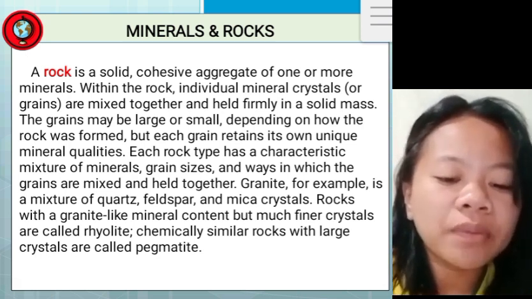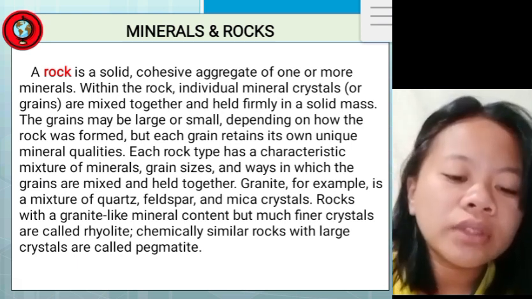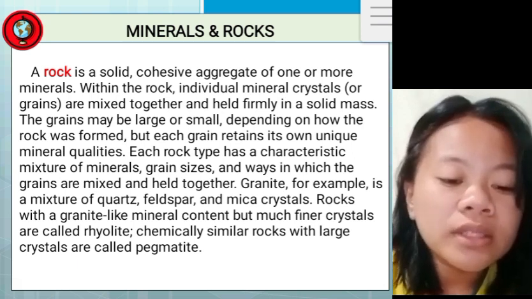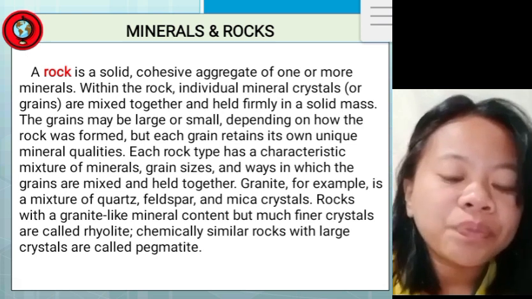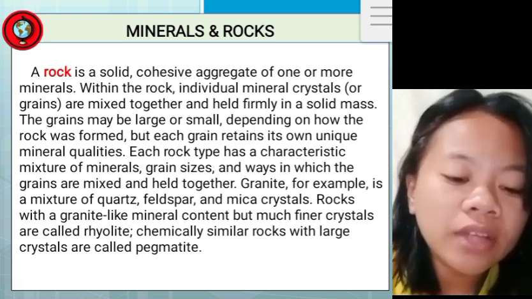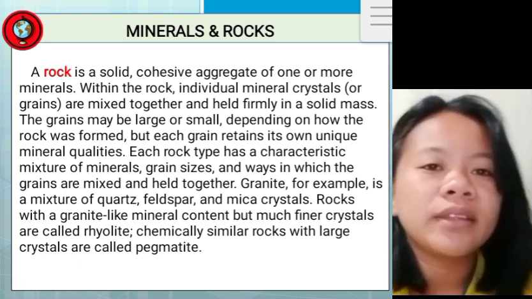Granite, for example, is a mixture of quartz, feldspar, and mica crystals. Rocks with a granite-like mineral content but much finer crystals are called rhyolite. Chemically similar rocks with large crystals are called pegmatite.